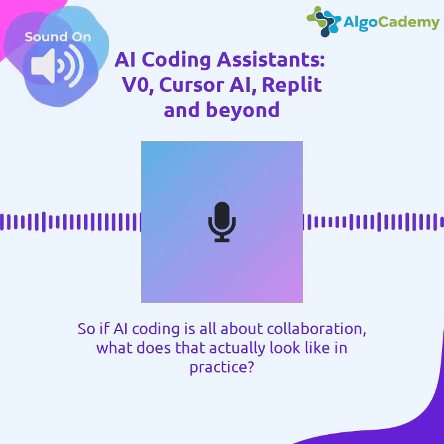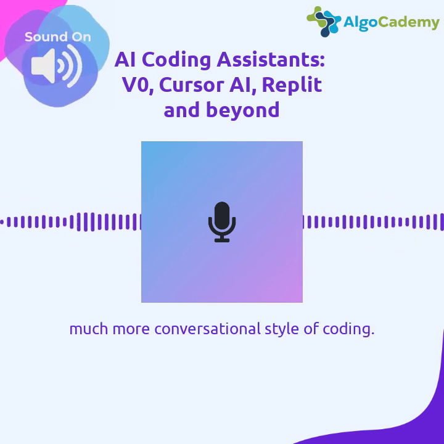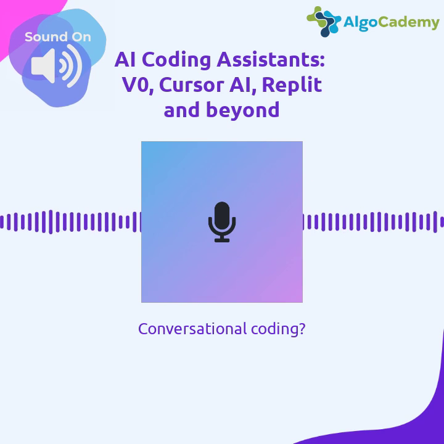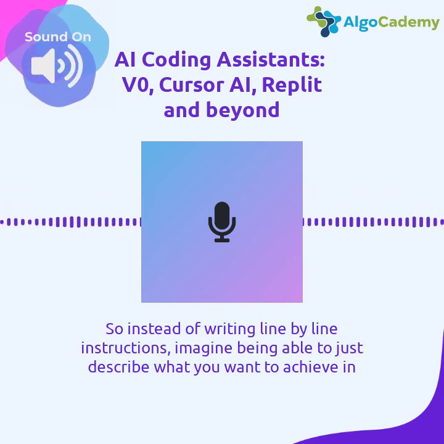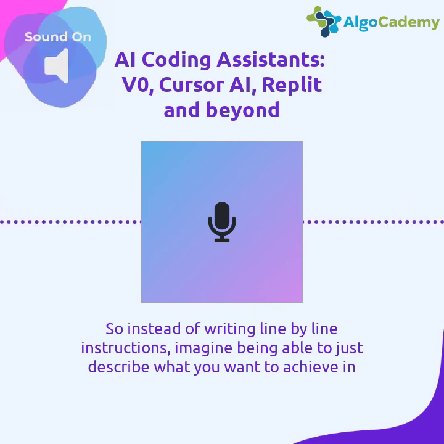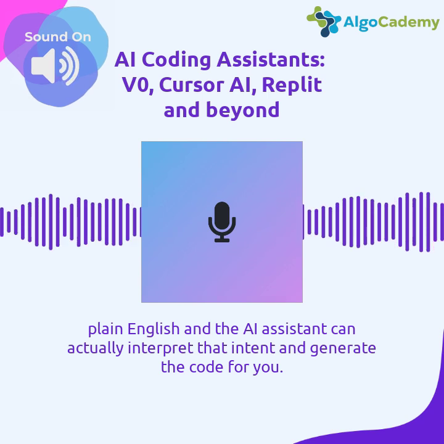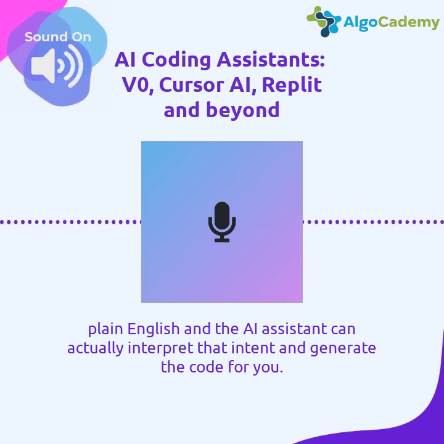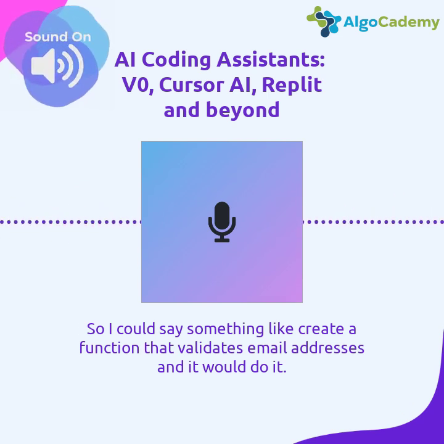So if AI coding is all about collaboration, what does that actually look like in practice? Well, I think we're moving towards a much more conversational style of coding. Conversational coding? Tell me more. So instead of writing line by line instructions, imagine being able to just describe what you want to achieve in plain English, and the AI assistant can actually interpret that intent and generate the code for you. Hold on. So I could say something like, create a function that validates email addresses. Right. And it would just do it.